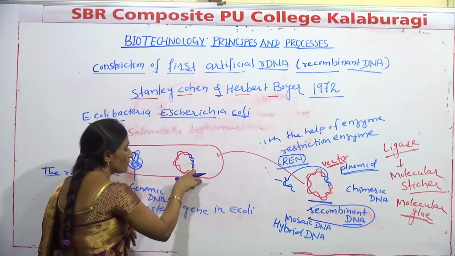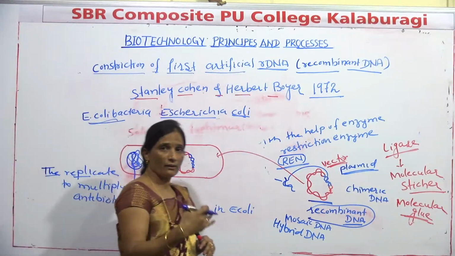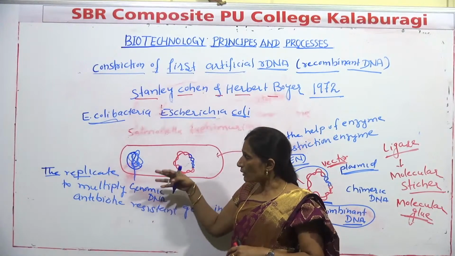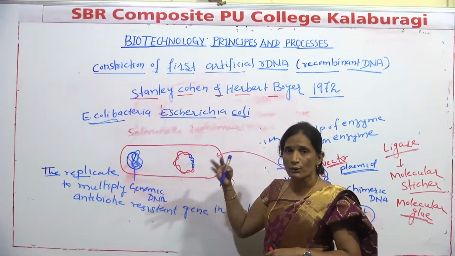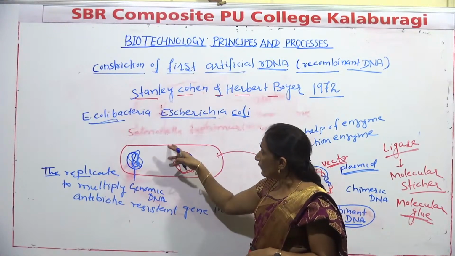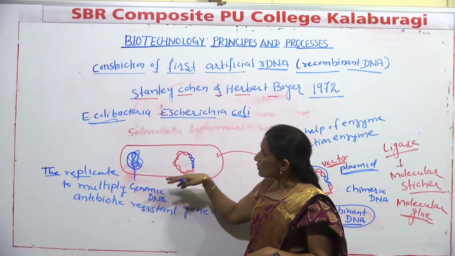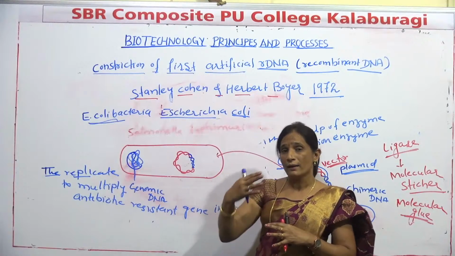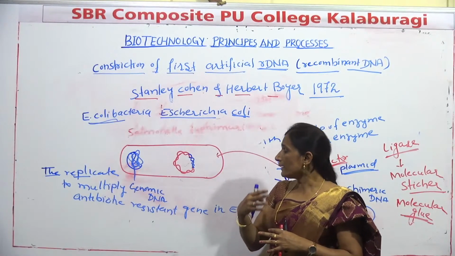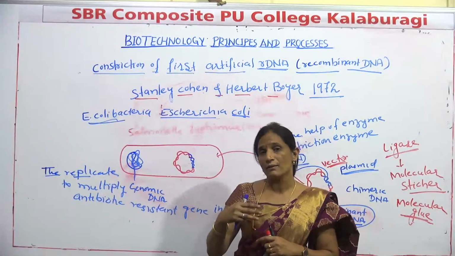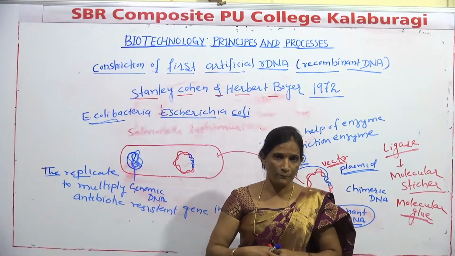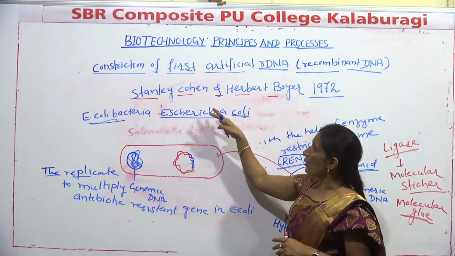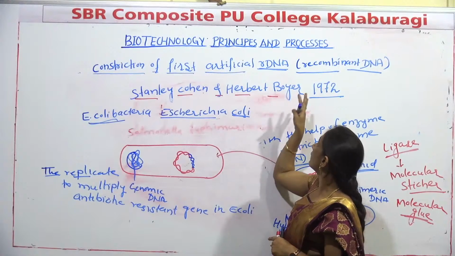So when it is transferred into the E. coli bacteria, this is when they are going to culture it in a culture medium. So what will happen there? First, this recombinant DNA is going to multiply. Then when they introduce it into this host cell, in the new cell it is going to replicate and multiply antibiotic resistant genes in the E. coli bacteria. So this is a brief introduction about the construction of the first artificial recombinant DNA.